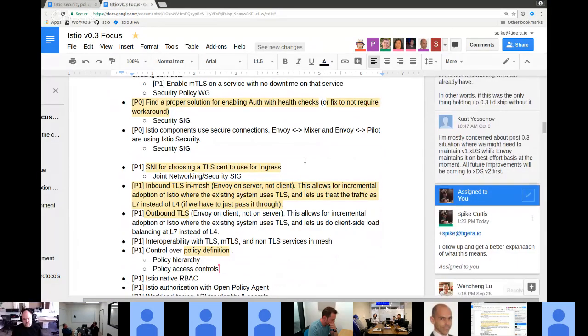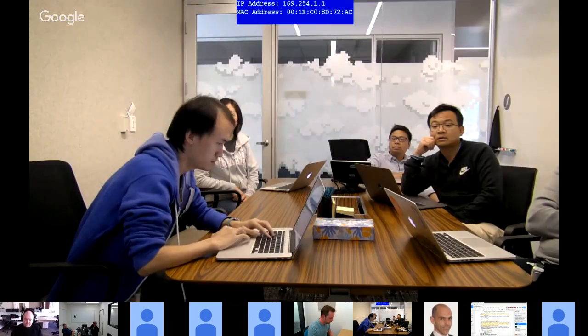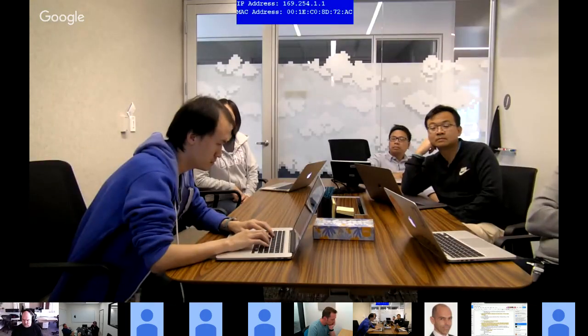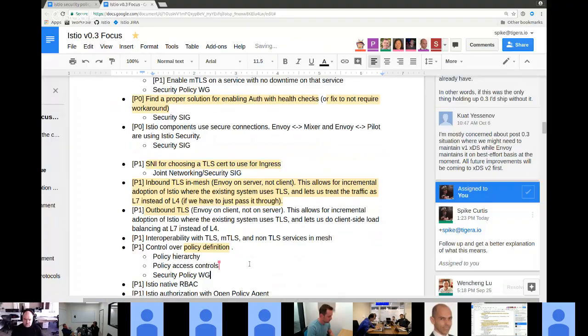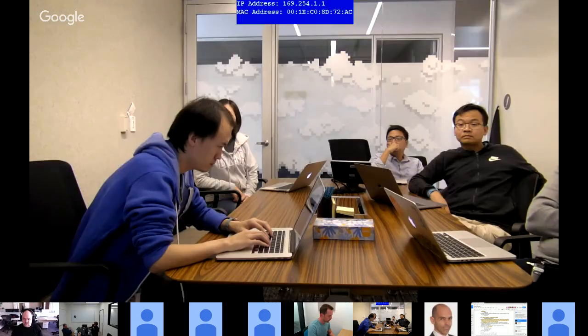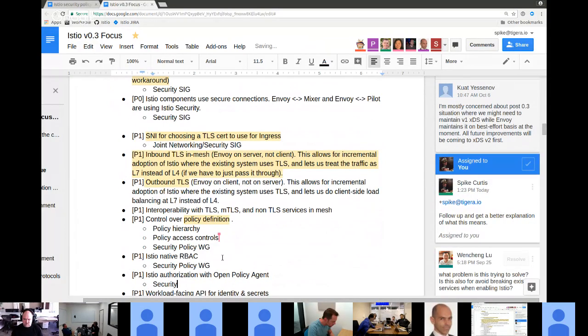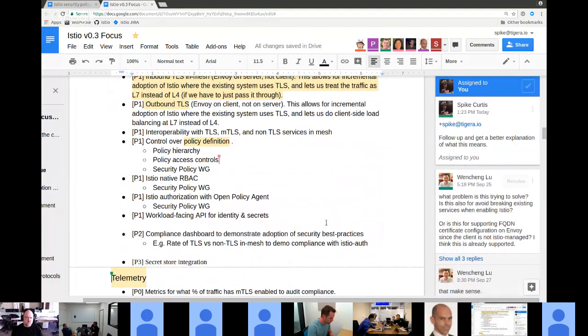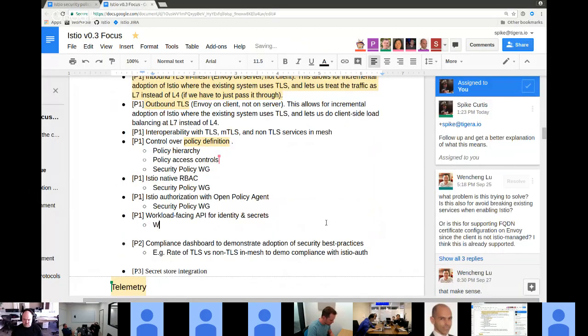So we're going to skip those three because we're not super clear what they are. Policy definition, control over those. I think that probably does belong to this working group. Yes. Native RBAC also, this one as well. And the Open Policy Agent. And this workload facing API for identity and secrets. Do you think that belongs to the identity working group? Yes, workload identity. Okay.